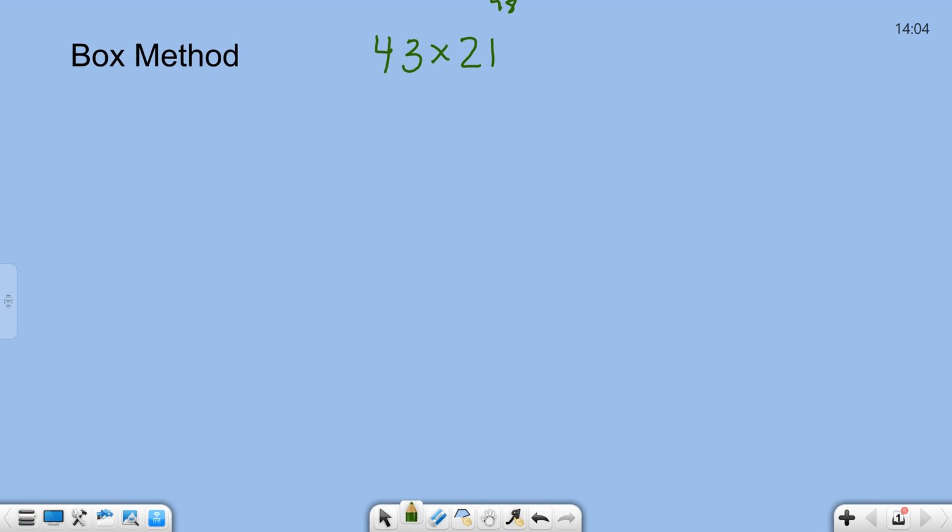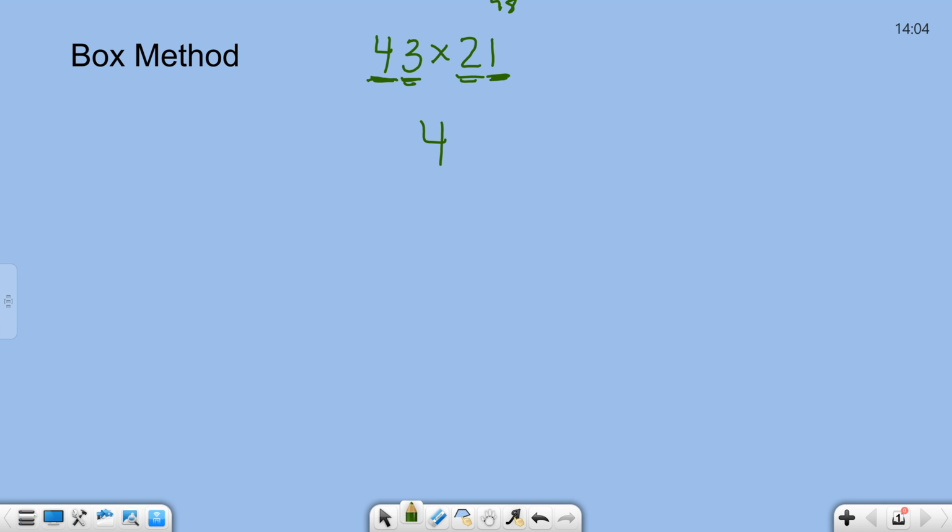The thing about partial products is a lot of times students will do 40 times 20, but then they will forget to do 40 times 1. Or they might do 30 times 1, but forget to do 30 times 20. So the box method is just a way to arrange your numbers so you do not forget to multiply one digit by a different digit.